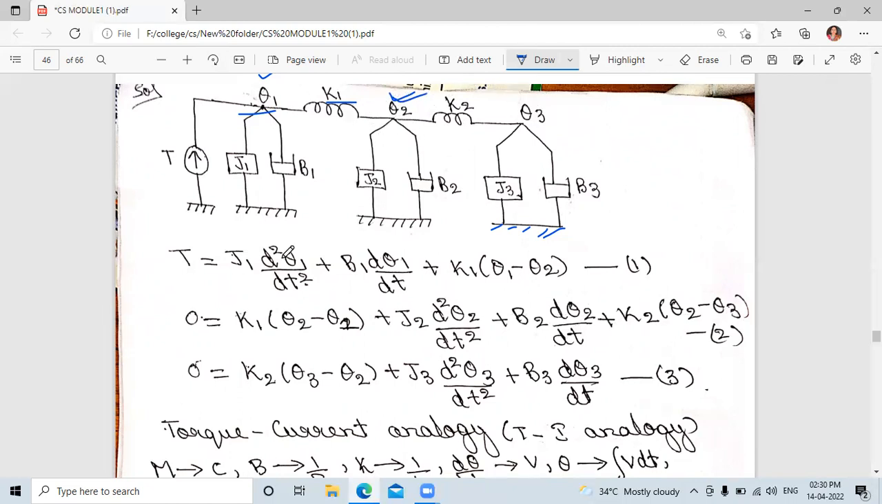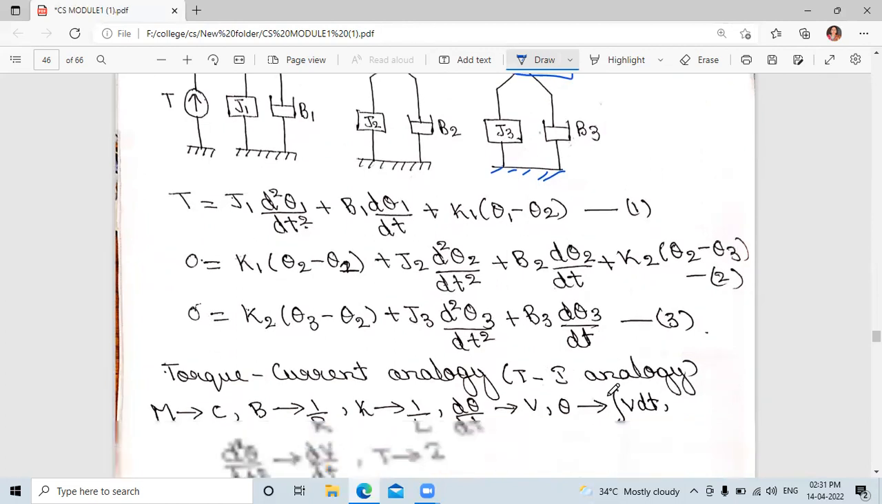Okay, next we are writing for this theta 3. There is no torque, so 0 is equal to K2. For K2, what should you write? We are writing with respect to theta 3. So K2 into (theta 3 minus theta 2) plus J3 d²theta3/dt² plus B3 dtheta3/dt.